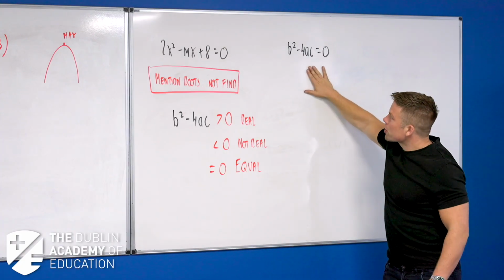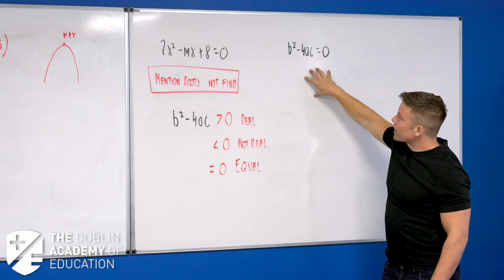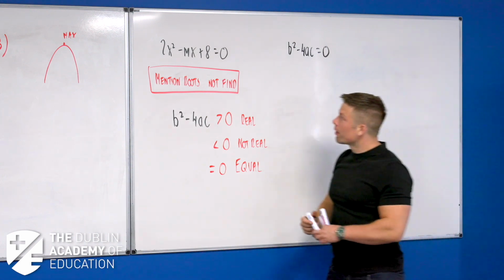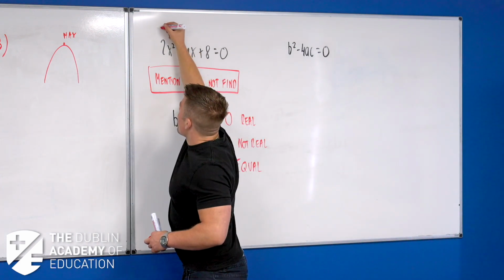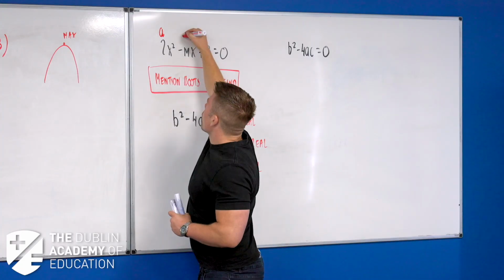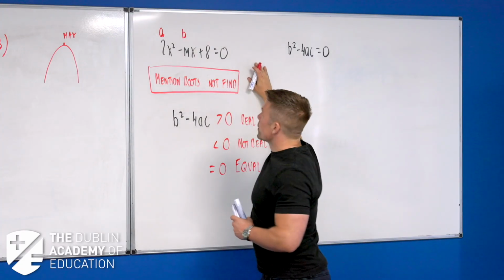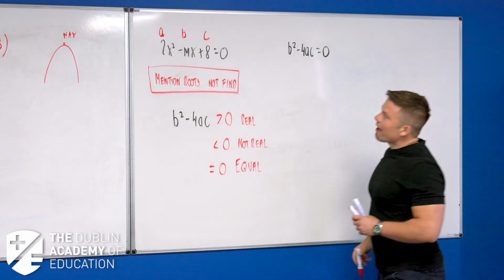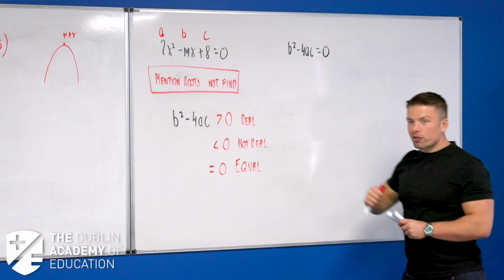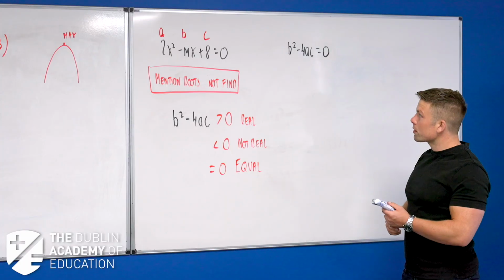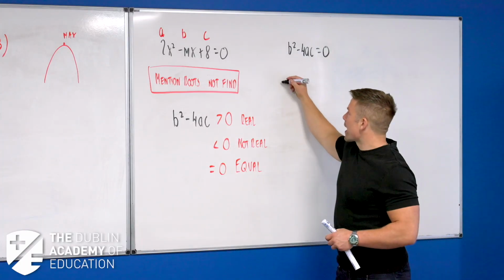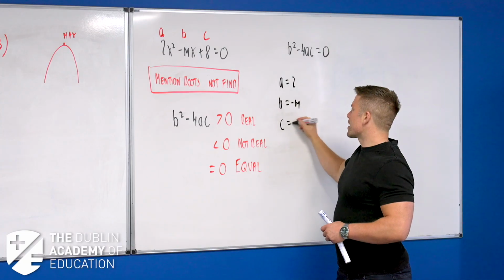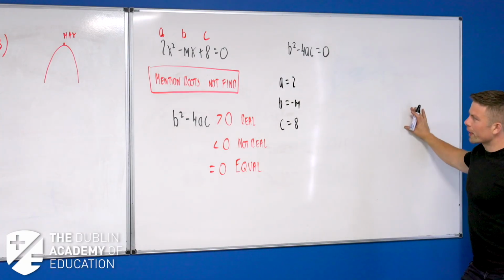But how do we actually fill this out? We fill this the exact same way as we would a minus b formula from second year. The coefficient of x squared is a. The coefficient of x is minus m, in this case b. And then whatever's left over is c. Now I think that whatever is left over being c is pretty important. So in this case here, a is 2, b is minus m, and c is 8.